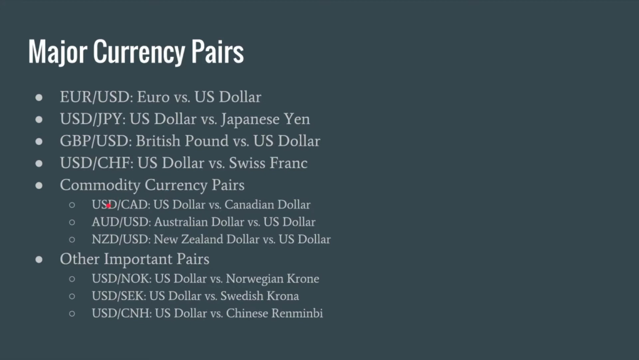These include the US dollar Canadian dollar, Australian dollar US dollar, New Zealand dollar US dollar. And the reason these are referred to as commodity currencies is because these three economies, Canada, Australia, and New Zealand, are large exporters of commodities such as oil, and other metals and mining related goods.